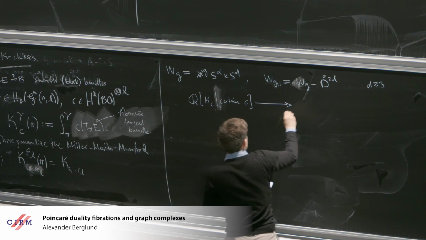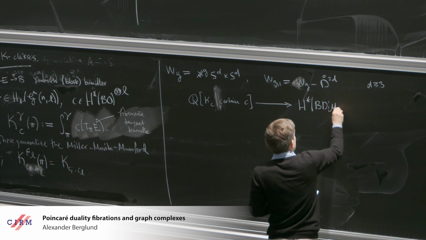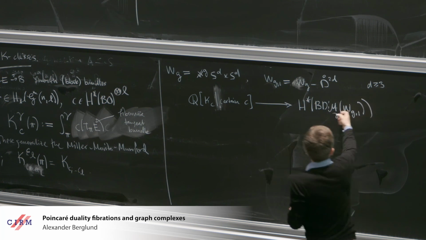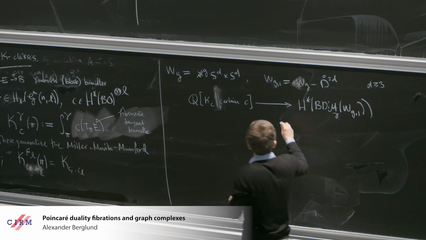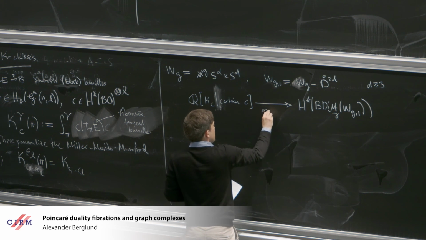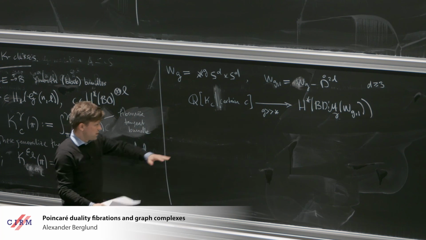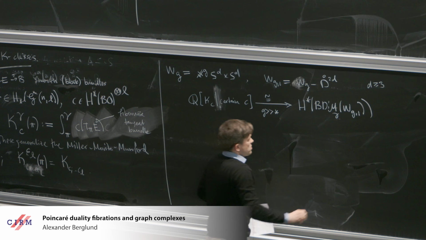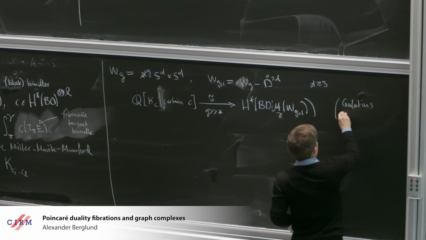These kappa classes are associated to the universal fiber bundle over BDiff of this manifold here. When you let g go to infinity, there's a range of cohomological degrees that are small compared to the genus, where this is an isomorphism. This is due to Galatius and Randal-Williams.